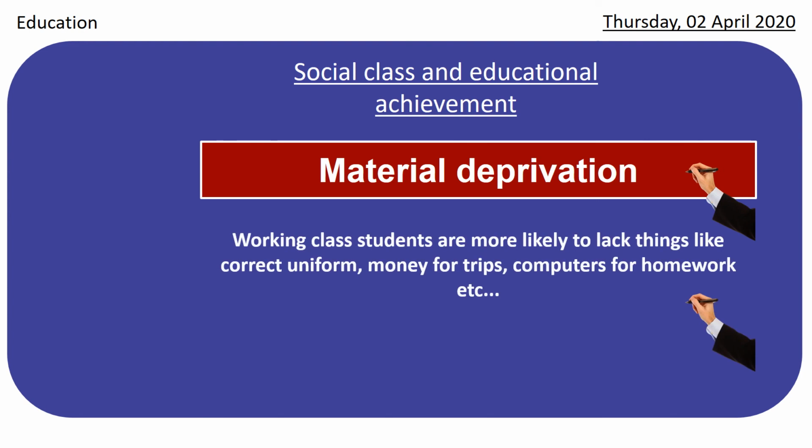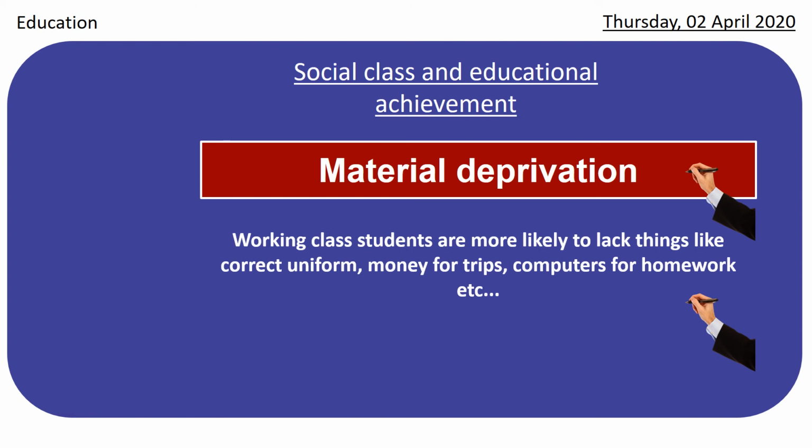You need to write this definition down, please. Working class students are more likely to lack things due to their parents' inability to afford them. So they might not have enough money to be able to go on trips. They might not have computers to work from home. They might not be able to pay for a tutor or a revision guide. They might not be able to afford the correct uniform. And in some schools, they might then end up in isolation because they haven't got the right uniform. But it was all because their parents didn't have enough money.